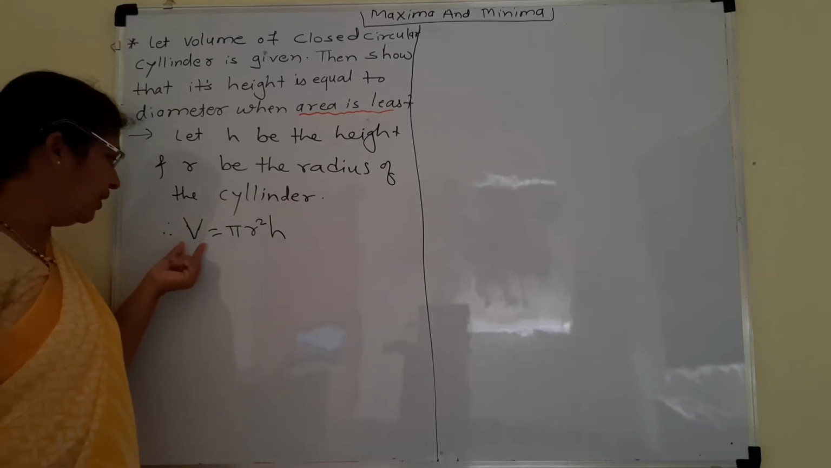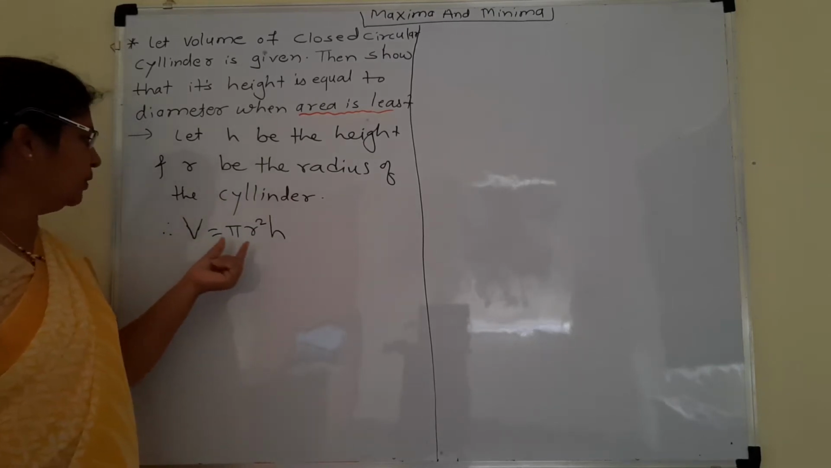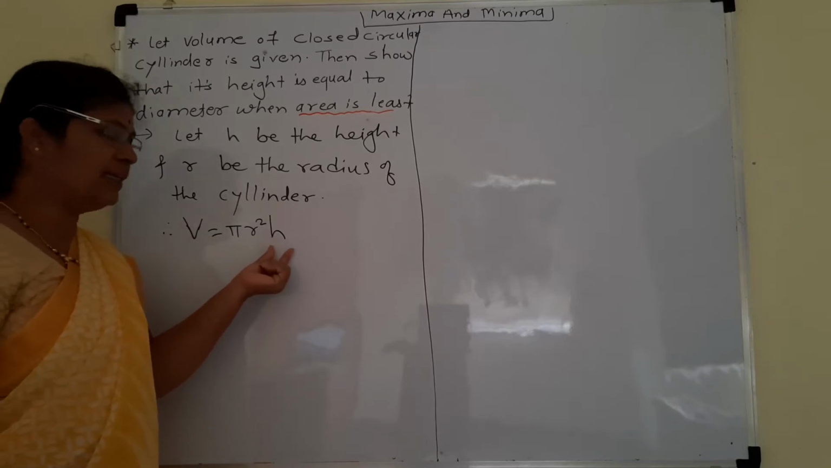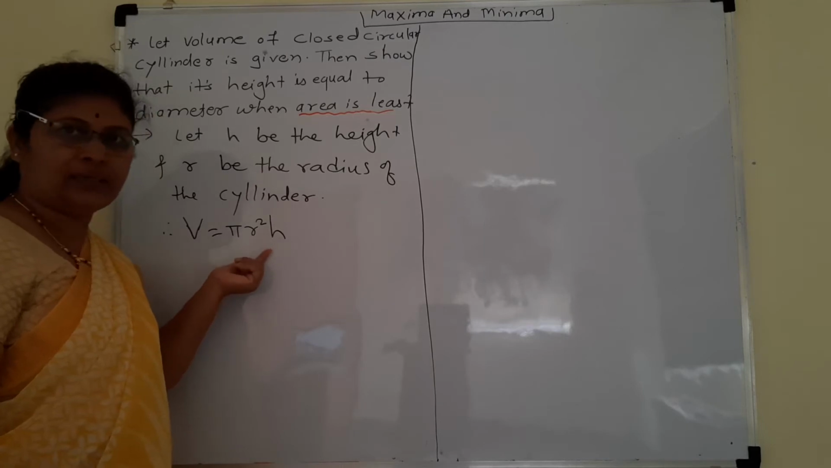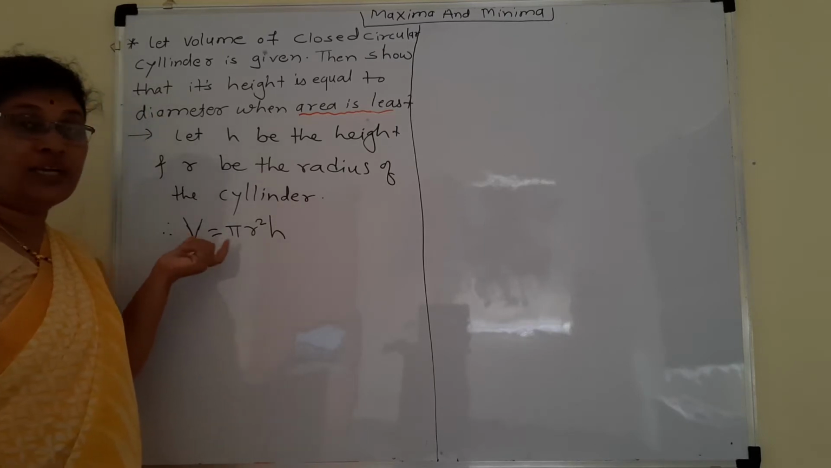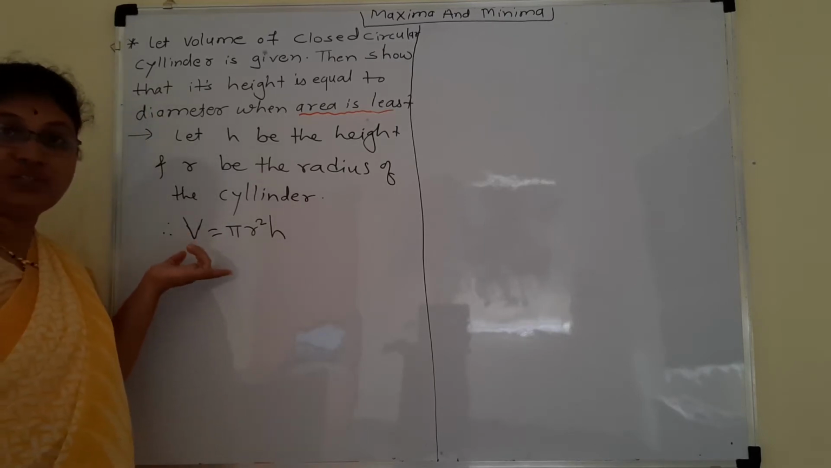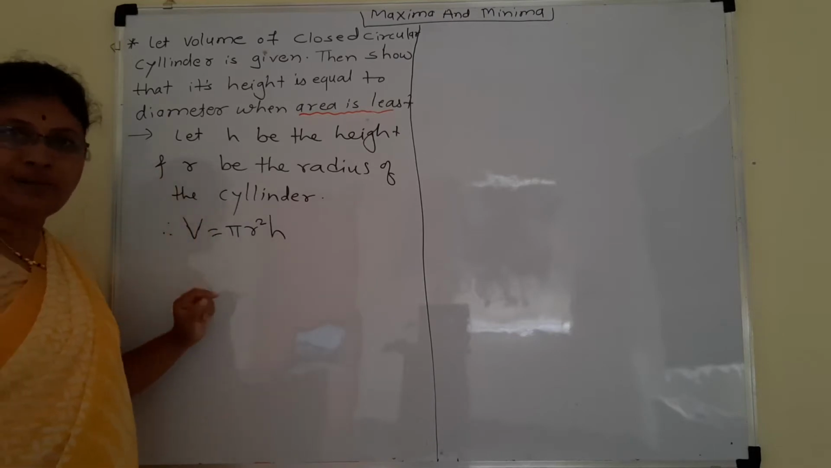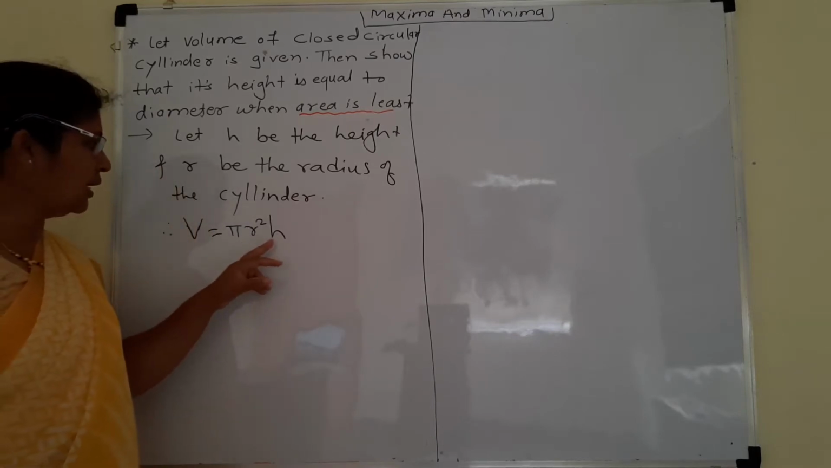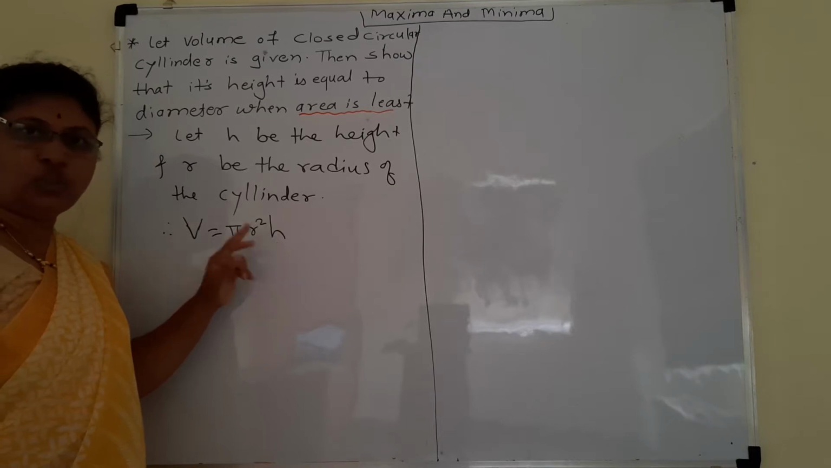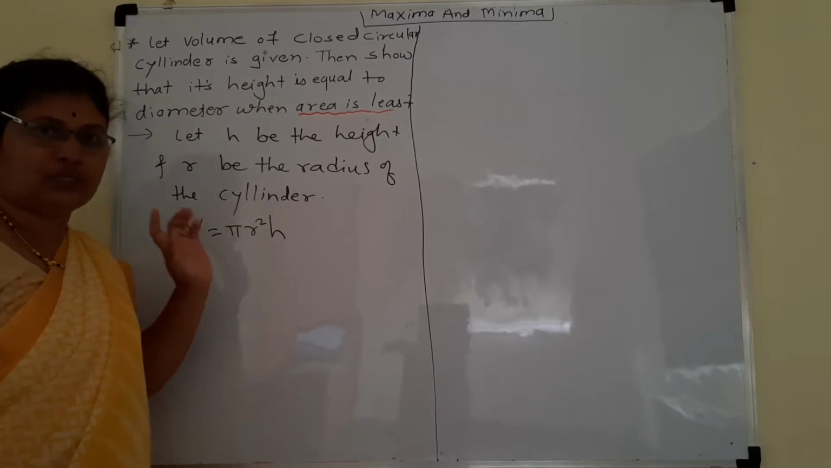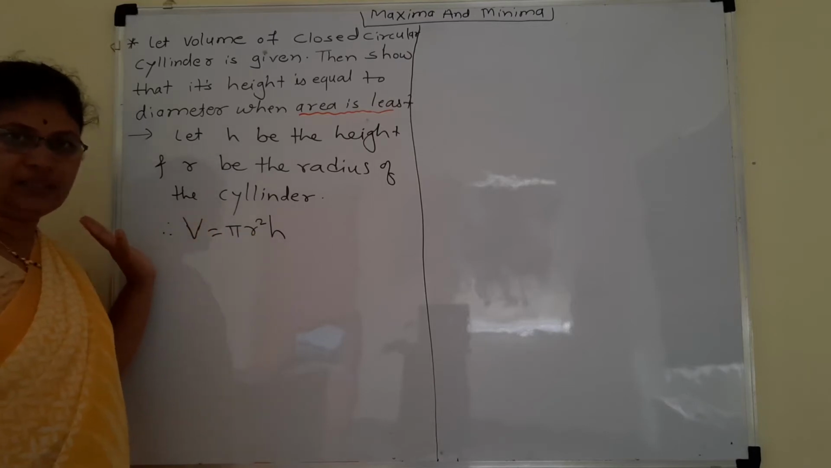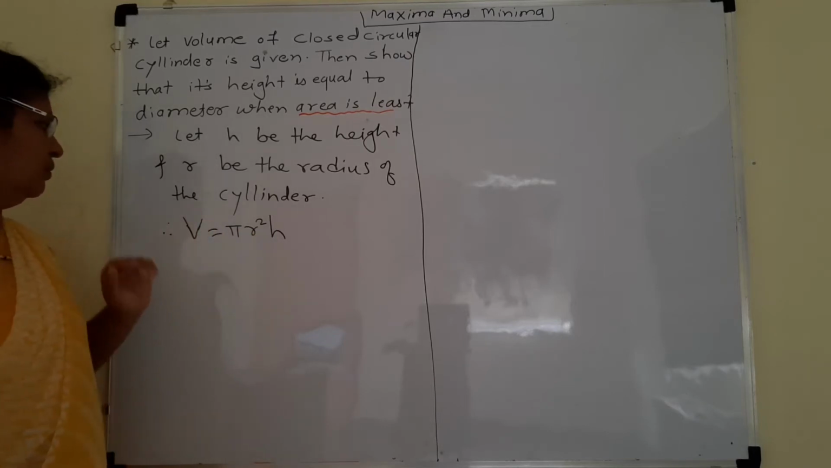Now look here, V is given, it is constant. What are the changing things? r and h. That means two variables are there, and we are solving the examples with differentiation, so there must be a single variable. So we will convert either h in terms of r, or r in terms of h. We will have to convert one of them. Okay, so let us convert it.